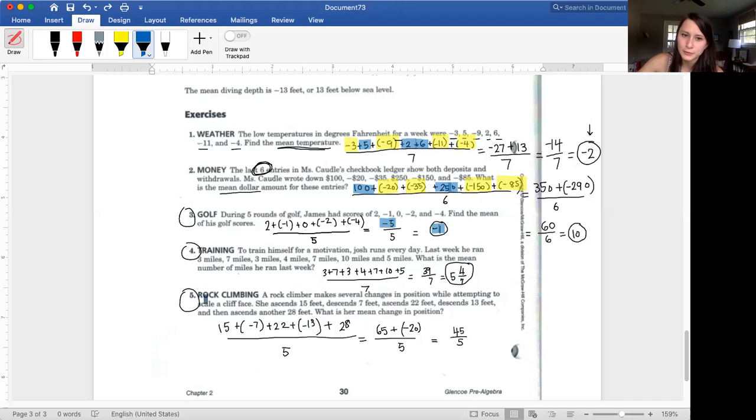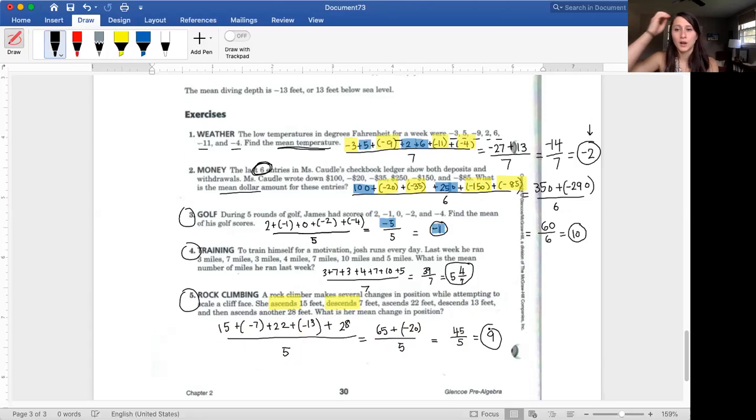And then number 5, notice they didn't just tell you what was positive, what was negative. They used words that describe that, right? Ascending means going up, so it's positive. Descending means going down, so it's negative. So as I read this, anytime it says descends a certain amount, it's negative. So when I add all this up, I think I have 5 numbers. I'm going to divide by 5, and it's 65 plus -20 divided by 5, and that's 45 divided by 5. So the answer is 9.